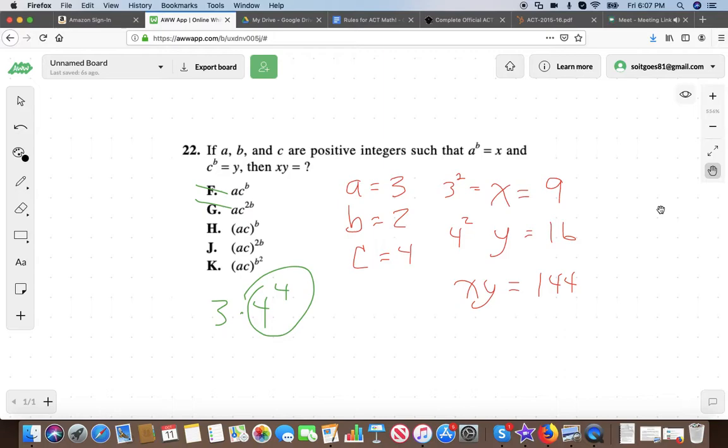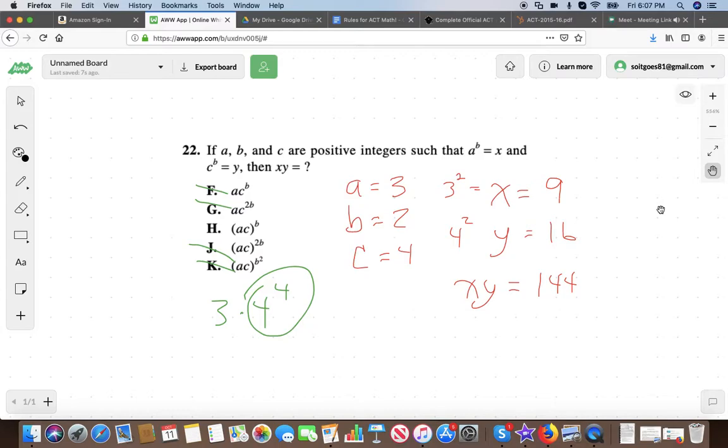I see some other answer choices I feel pretty comfortable eliminating now that I know that G is too big. What else is probably too big? J, probably, because if raising 4 to the power 4 is too big, J is going to be like 12 to the power 4. That's just crazy. And that's the same as K, 12 to the power 4 when b is 2. Does that make sense?